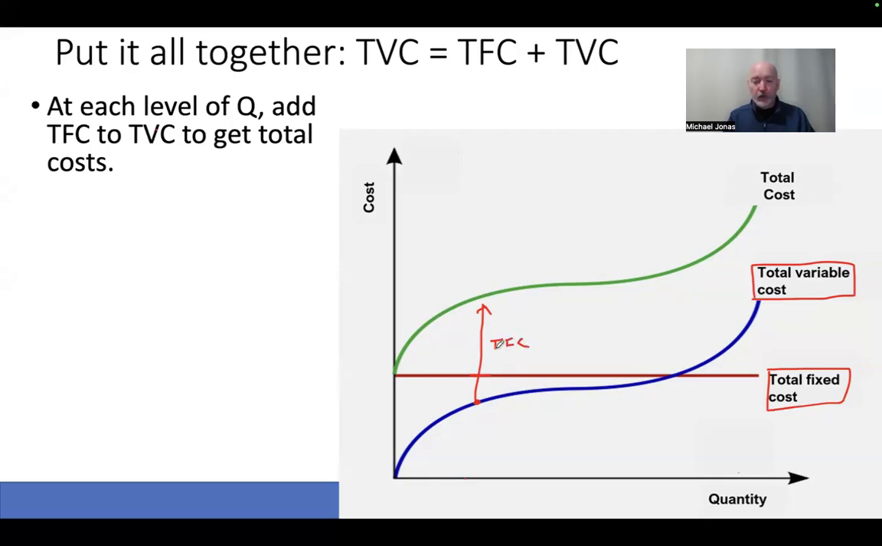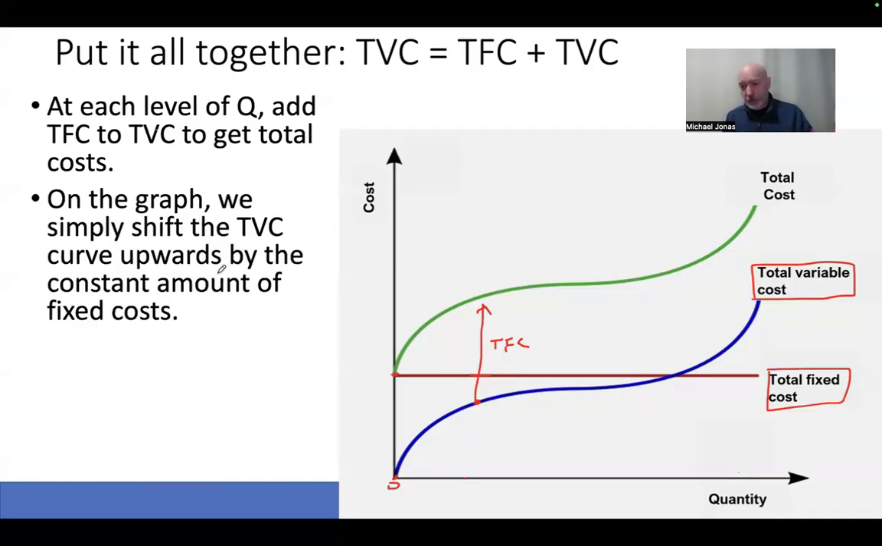So we note that when output is 0, labor costs are 0. So all of our costs are fixed. So that's the starting point of that total cost curve. And then the shape of total cost as output increases is just exactly reflecting those variable costs because it's just that whole function shifted up by the amount of our capital or our fixed costs.